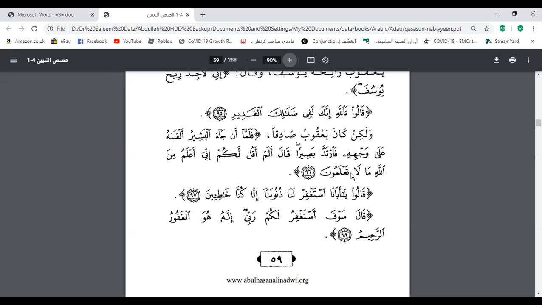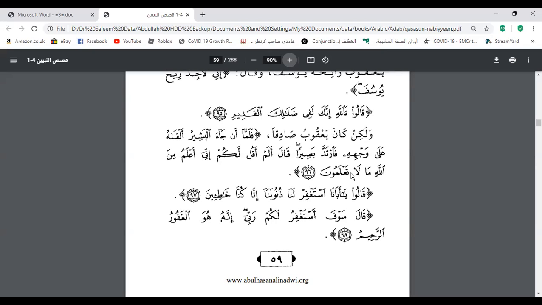Qalu, they said, Tallahi, the family said, Tallahi, by Allah, innaka lafi dhalalika al-qadim. This is from a Quranic ayah. Indeed, you are in your old misguidance. You keep thinking about Yusuf. You're not going to get better. This is your old, na'udhu billah, junoon or some sort. Your obsession about it. ولكن كان يوسف صادقا.